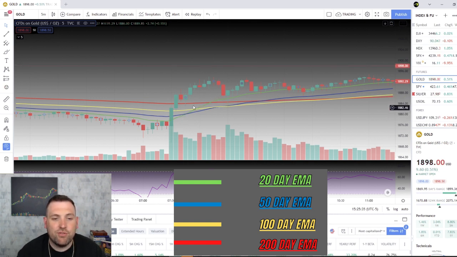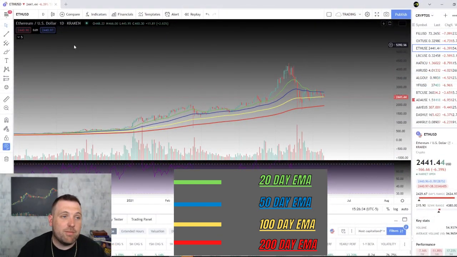Now sometimes you don't have to have the 20 cross over all the EMAs, depending on where the other EMAs are at. If this 200 was, say, up here at 2000 somewhere and you just had the 50 and the 100 right here with the 20, and the 20 crossed those, well then it could run all the way up to that 200. And with cryptos, same exact thing.